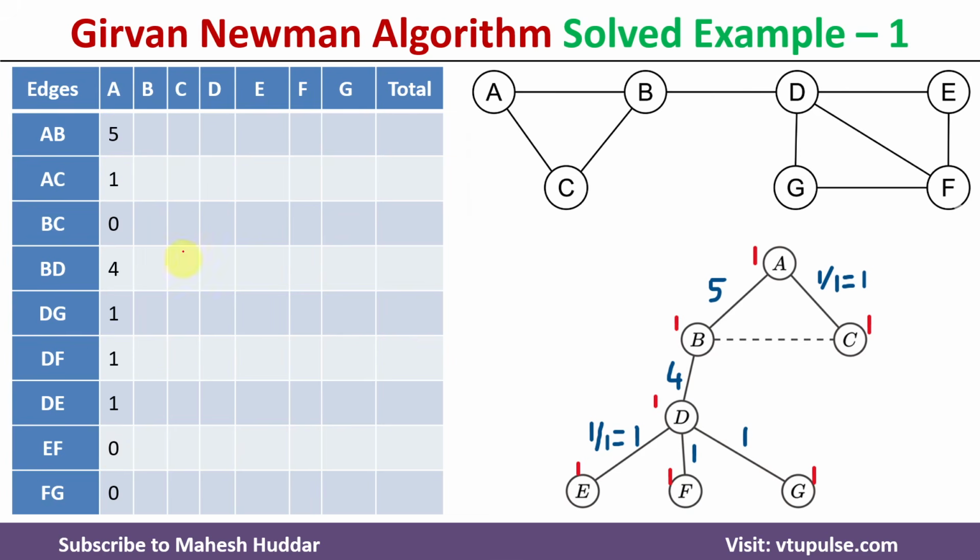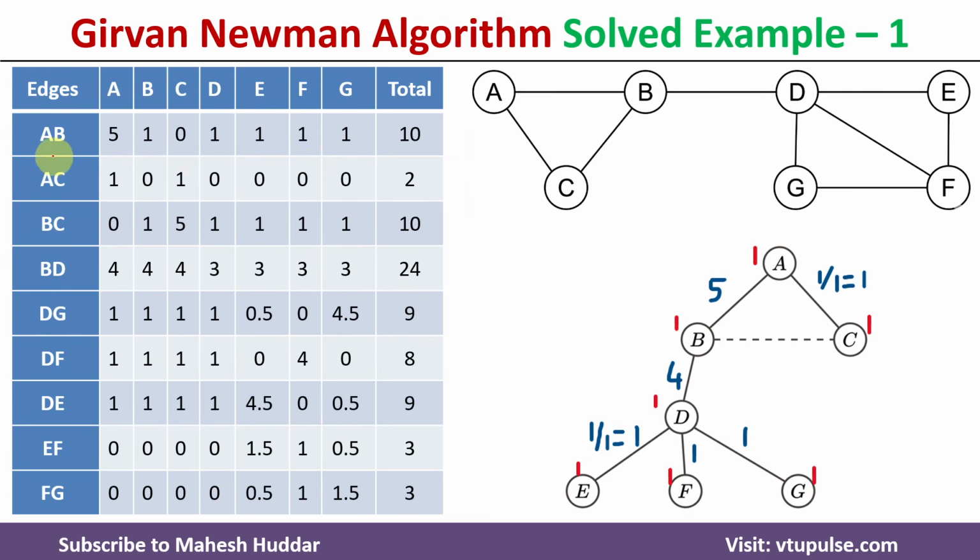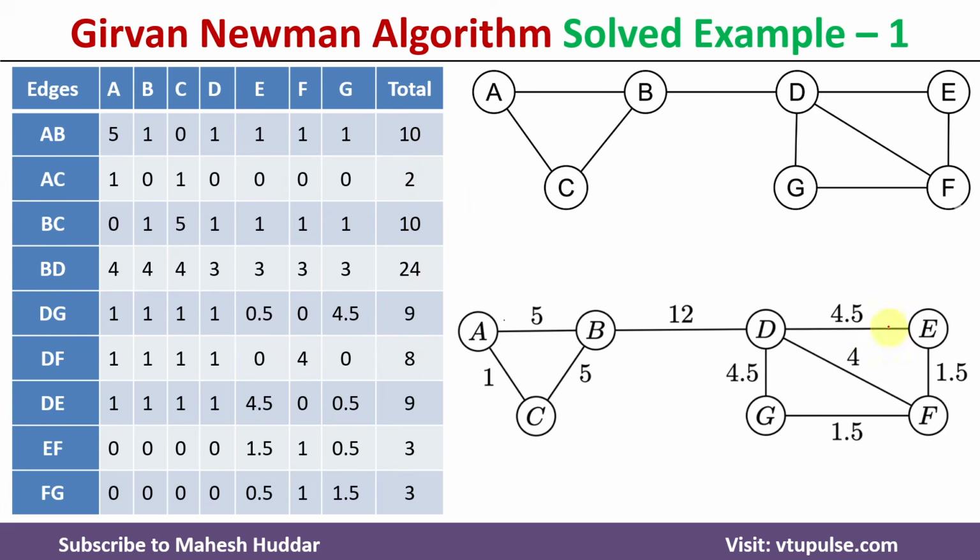Similarly, we need to fill in the scores here. So once you fill in the scores, we need to add these rows. So we'll get sums as 10, 2, 10 and so on. And here we can see that the edge of A and B is two-way, that is A to B and B to A. So we need to divide this total by 2. Once you divide this total by 2, we'll get the answer as 5, 1, 5, 12 and so on. So those values are mentioned here.